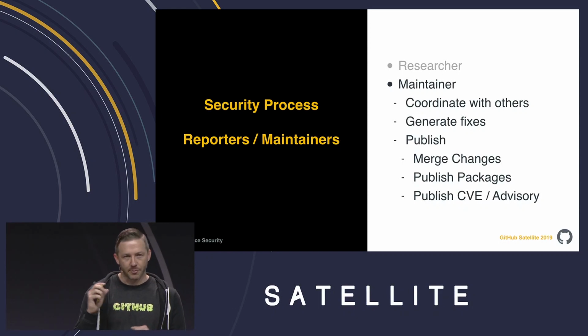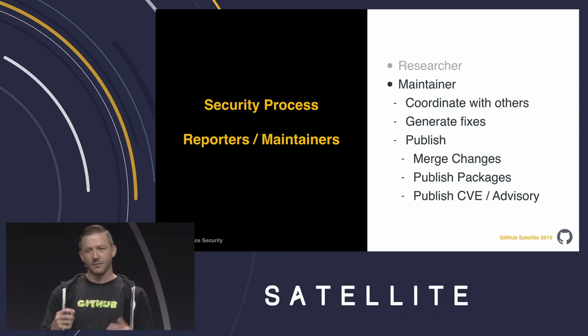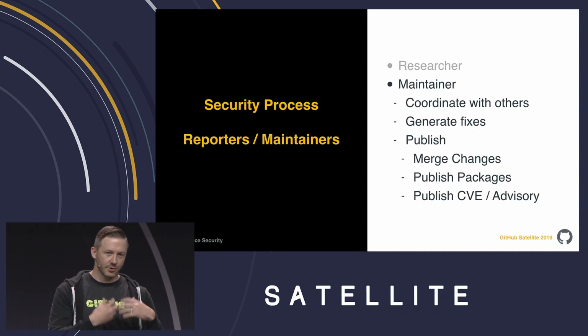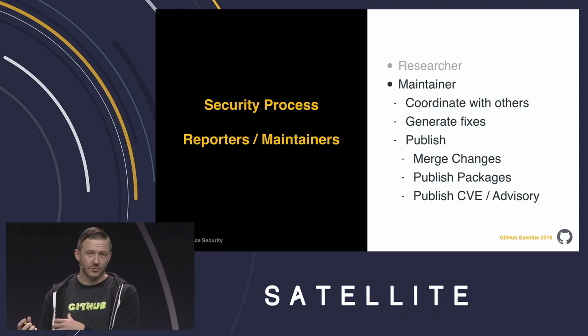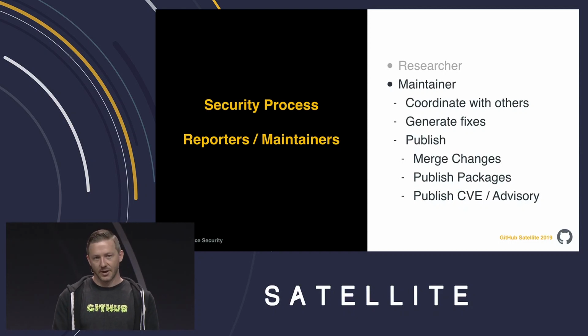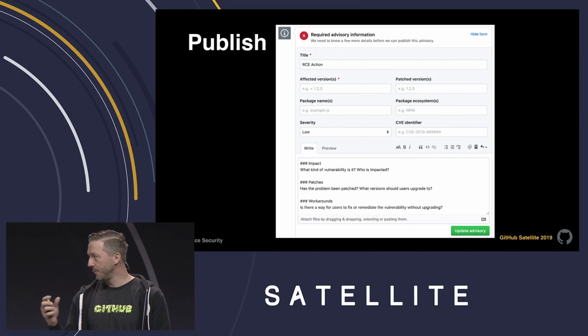So here, you're going to merge changes into your public repository. You're going to publish packages. You can often do this via CI. So when the merge changes from your private work go out to the public repository, you can trigger off a CI build, which then publishes into whatever package registry system you're using. And then you want to publish the CVE and the advisory. And again, here, we've implemented some stuff that will help you out.